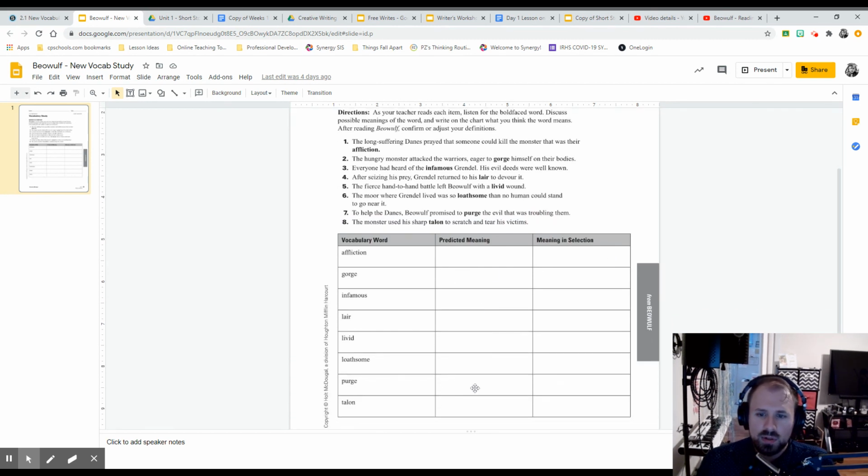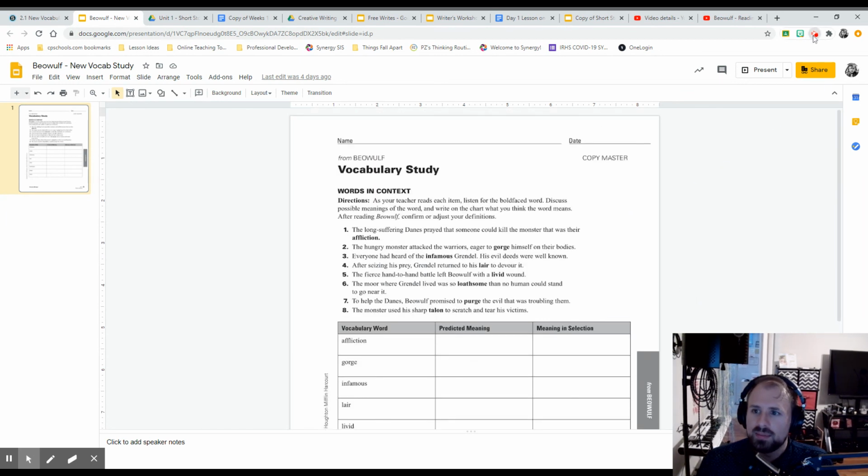All right, so there you go. Put your predicted meanings in here. You can always rewind, replay each section if you need to. That is one of the beauties of doing it this way. And as you read, you can come back and you will write the actual meaning of the word.